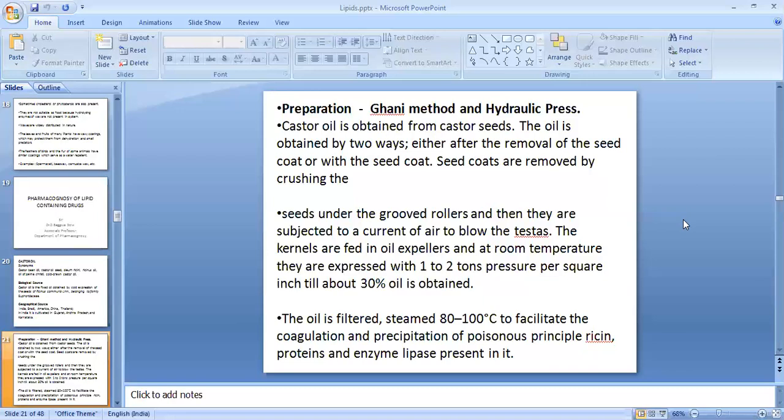And the oil which is collected by this method is subjected to filtration. After that, it is steamed at 80 to 100 degrees centigrade to initiate coagulation and precipitation of the poisonous principle, ricin. It is a protein, and an enzyme lipase is present in it.